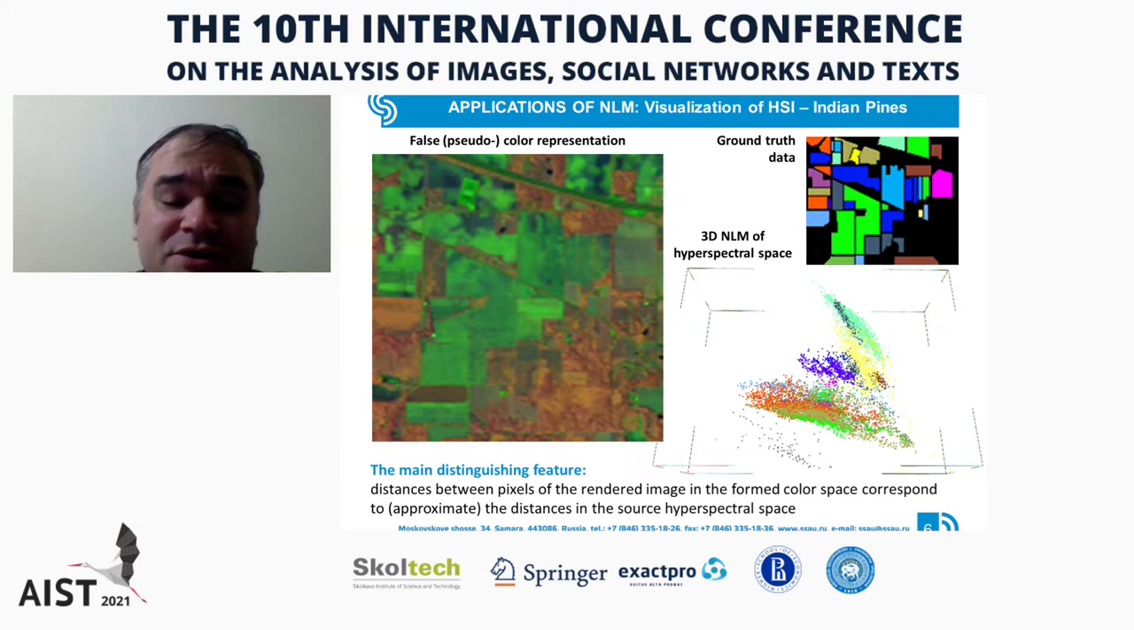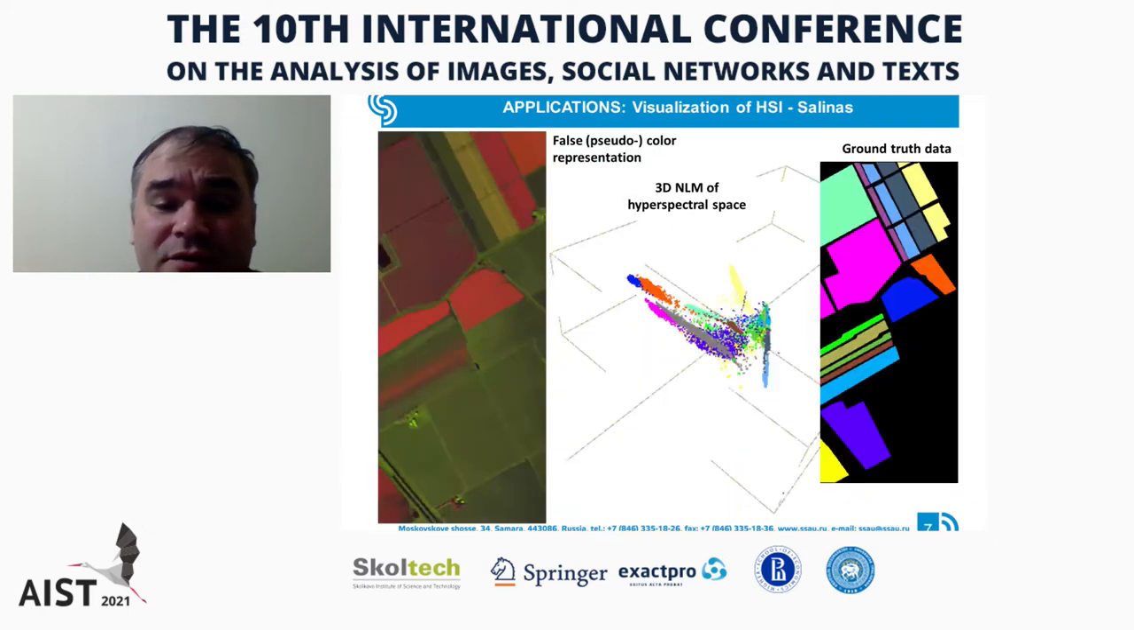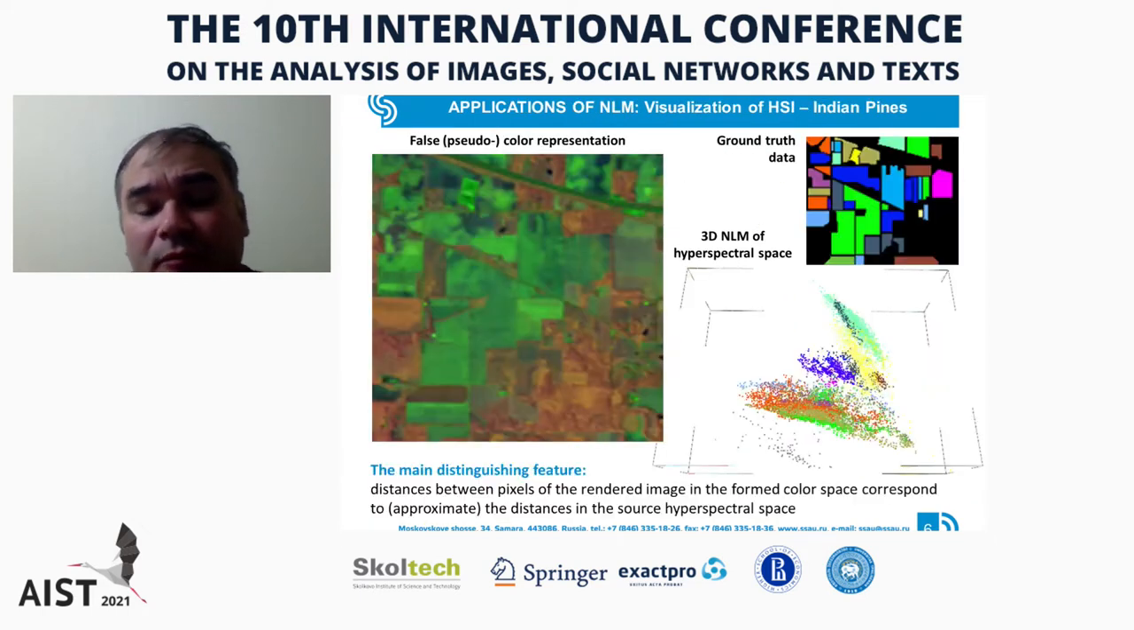Nonlinear mapping technique could be applied in many different ways. For example, classification, segmentation, clustering, and also in visualization of hyperspectral images. It is a particular problem because we cannot visualize images with more than three channels on our devices.